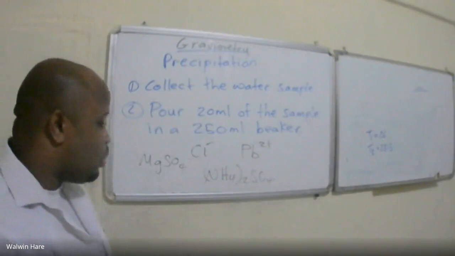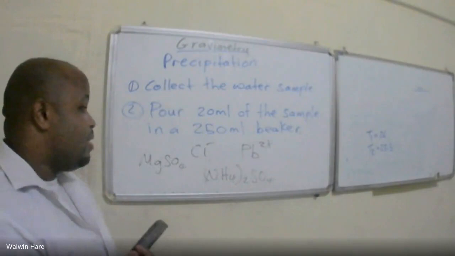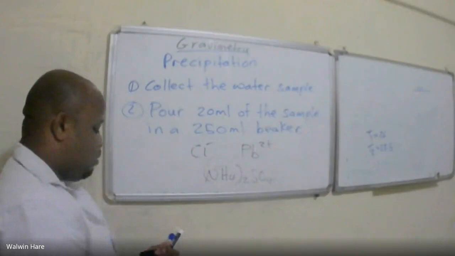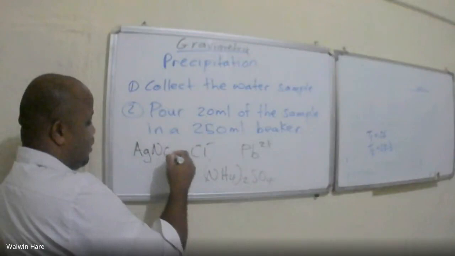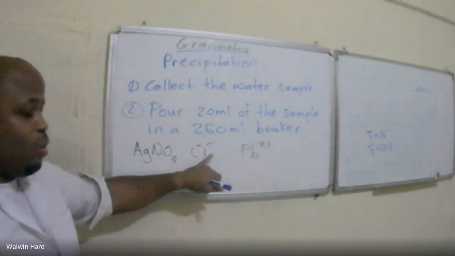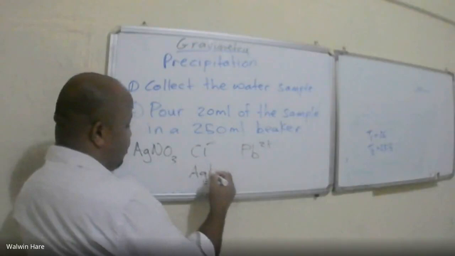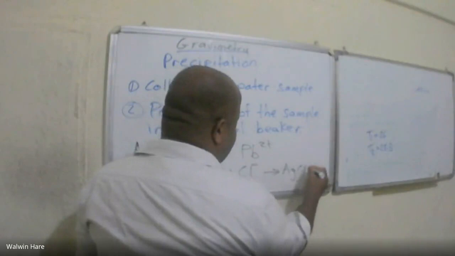So whatever you're adding, you have to ensure that when it combines with your ions of interest, you will get a precipitate. So if it was the chloride ion, you could add a solution of silver nitrate. Because when you add silver nitrate, the negative chloride ion will combine with the positive silver ion, and you will get your precipitate of silver chloride. All right?